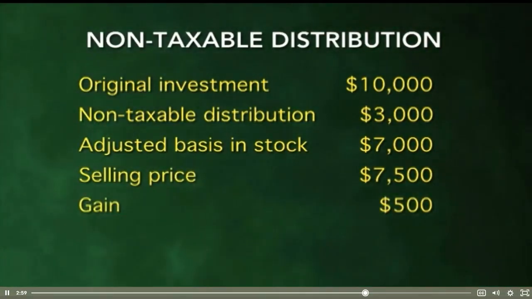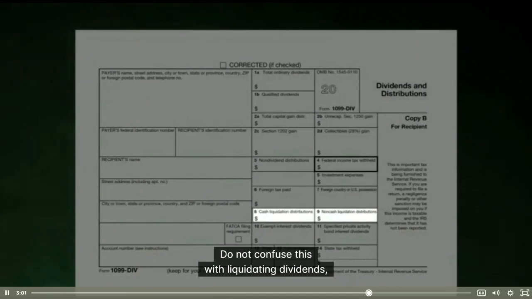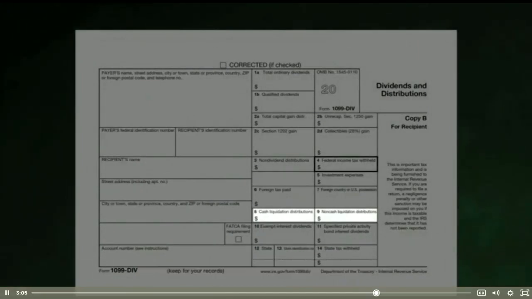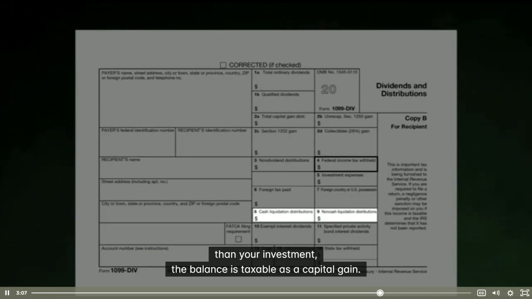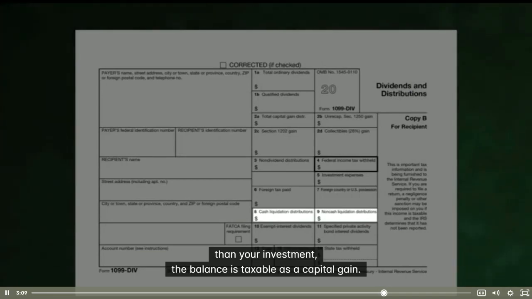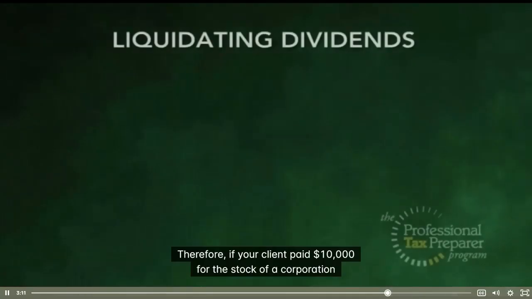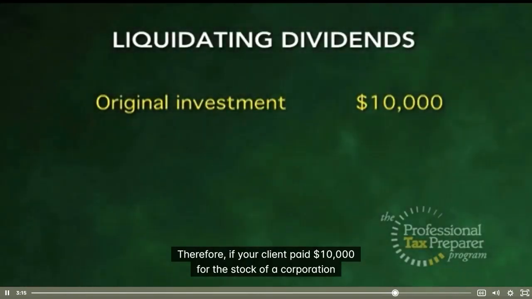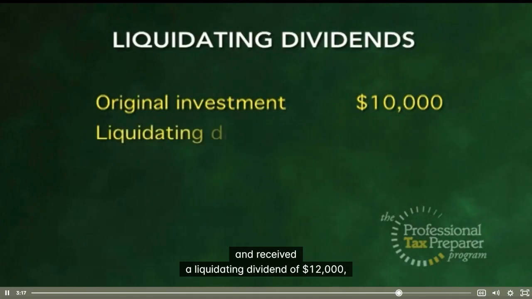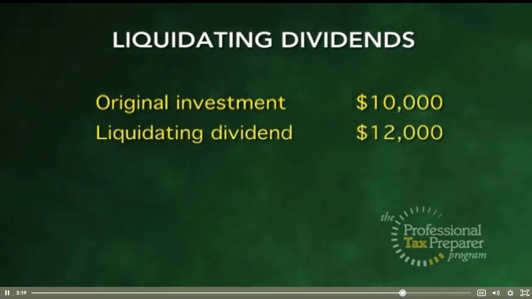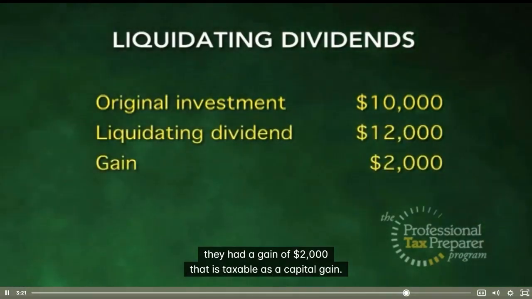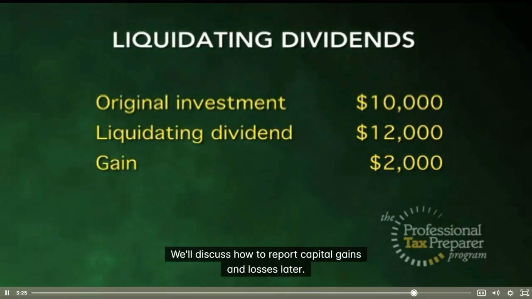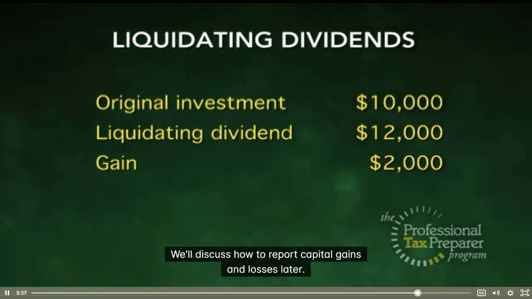Do not confuse this with liquidating dividends, which result when a corporation is closing their doors. If the dividend is more than your investment, the balance is taxable as a capital gain. Therefore, if your client paid $10,000 for the stock of a corporation and received a liquidating dividend of $12,000, they had a gain of $2,000 that is taxable as a capital gain. We'll discuss how to report capital gains and losses later.